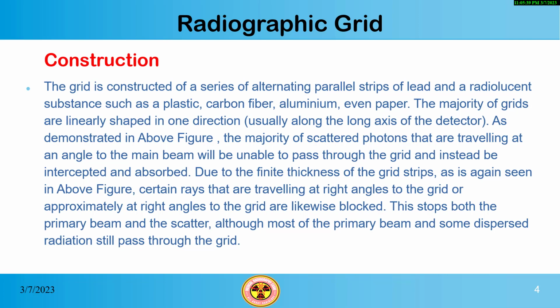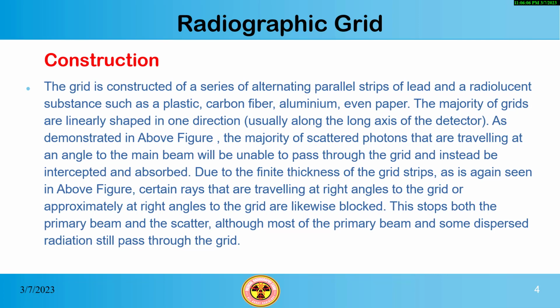Construction. The grid is constructed of a series of alternating parallel strips of lead and a radiolucent substance such as a plastic, carbon fiber, aluminium, even paper. The majority of grids are linearly shaped in one direction, usually along the long axis of the detector. As demonstrated in above figure, the majority of scattered photons that are traveling at an angle to the main beam will be unable to pass through the grid and instead be intercepted and absorbed.